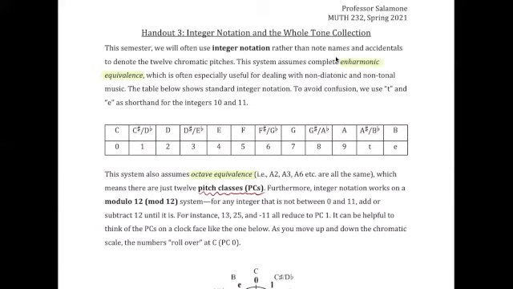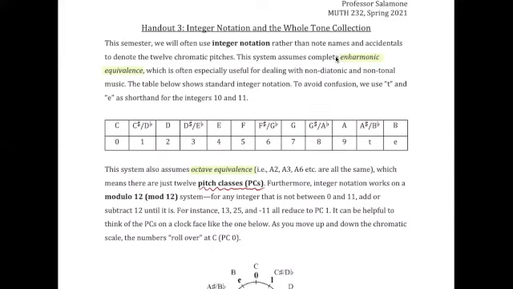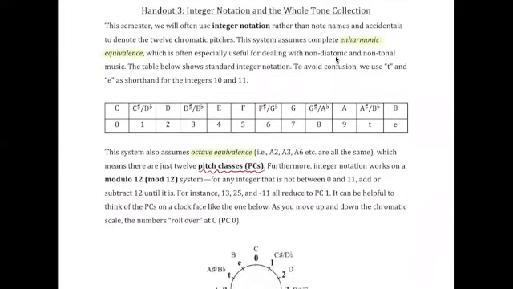Now, this next statement on the handout might seem a little confusing at first. So integer notation works on a mod 12 system. All that means is that there are 12 labels, the number 0 through the number 11. And that is it. Anything outside of that numerical range, anything outside of 0 to 11, is going to get reduced into that range.